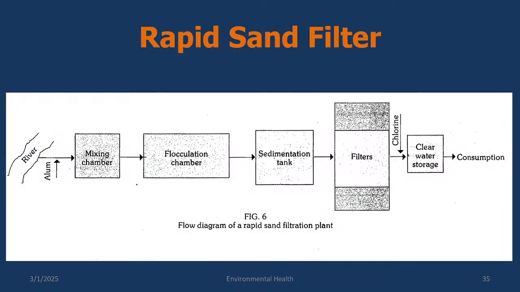This is the schematic of a rapid sand filter. From the river, first the storage will happen, and from there the mixing will happen in the mixing chamber. Then there is flocculation, then the sedimentation tank, and after that it goes through the filters, the rapid sand filter. These are mechanical filters. Some pump will be working here, and from there afterwards disinfection will happen. So till here it is filtration. After that it is disinfection and then goes to consumption.